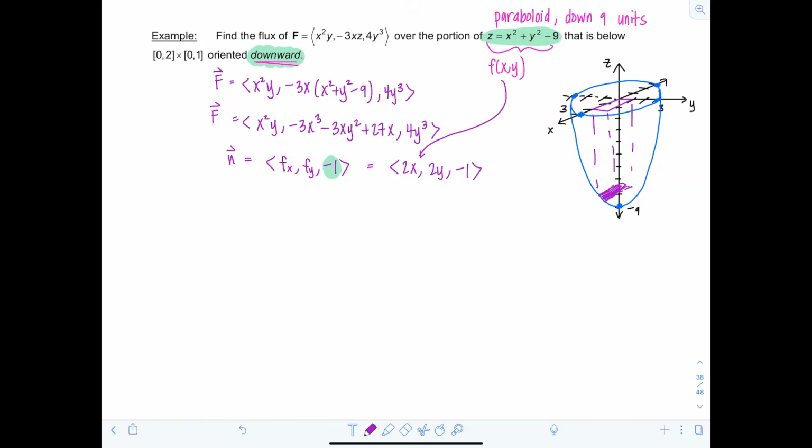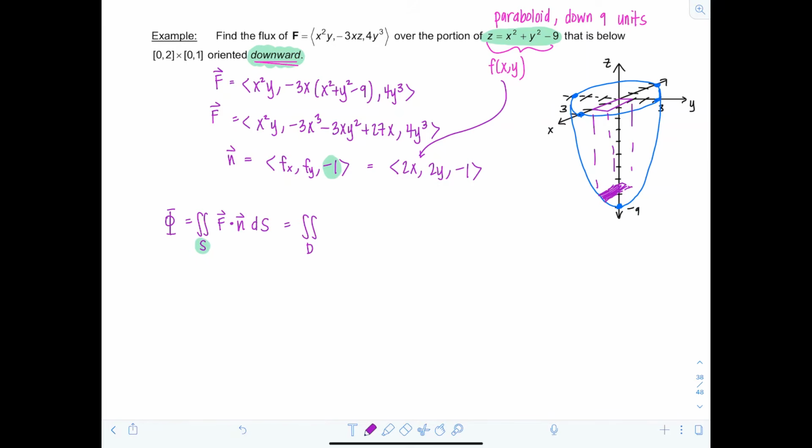Okay, so let's set this up. Flux is going to equal the surface integral over S of F dot n dS. Make sure everything's taken care of. You can't leave this off. All right, make sure your notation is spot on. This equals the double integral over D.